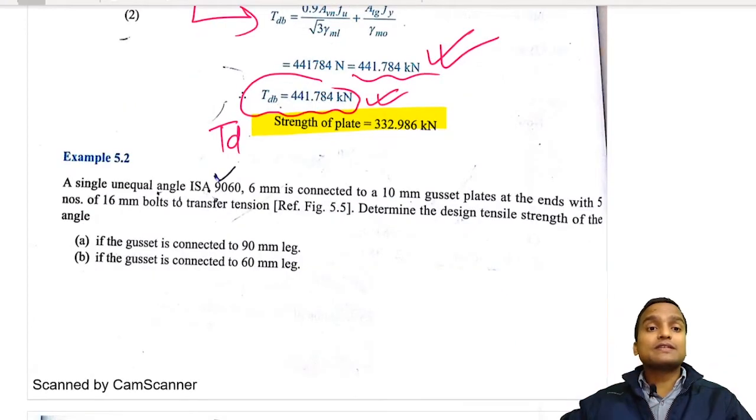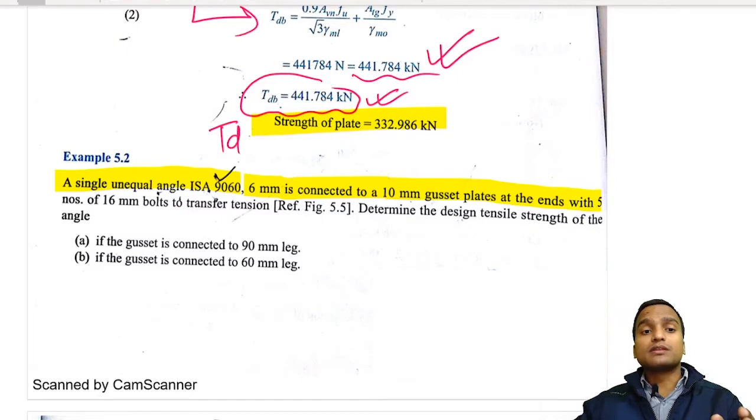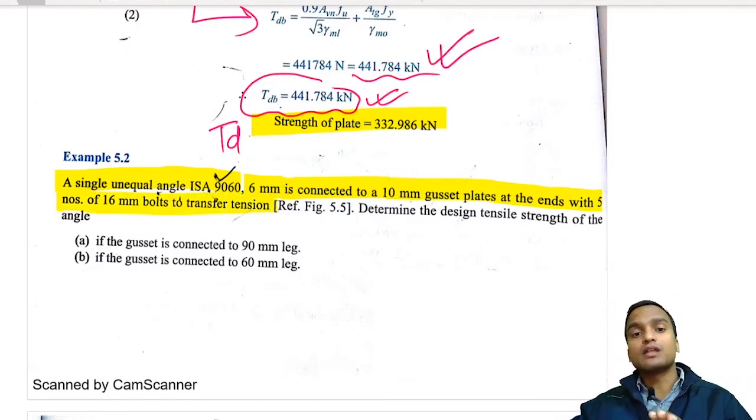Okay, now in the second numerical, it says a single unequal angle, Indian standard angle, 90 into 60 mm is the leg length of unequal angle. Okay, and the thickness of angle section is 6 mm, is connected to a 10 mm thick gusset plate at the ends with 5 numbers of M16 bolts to transfer tension, and the figure is also shown.